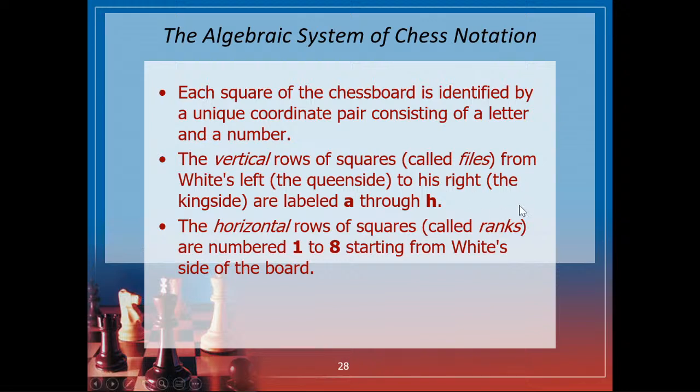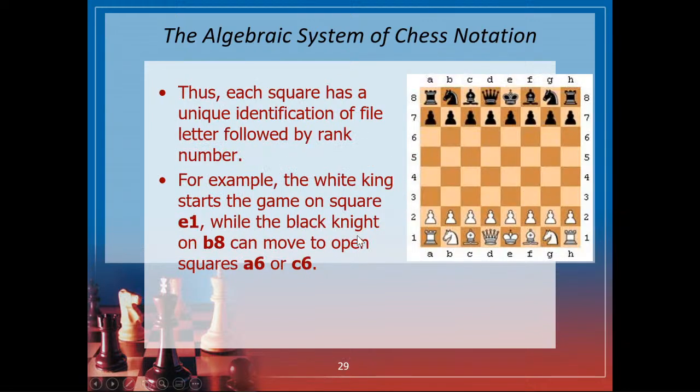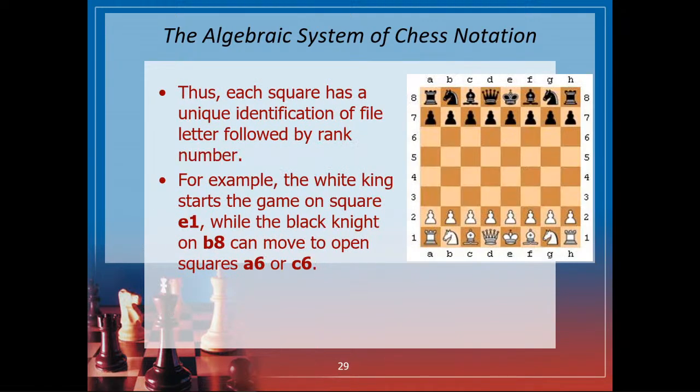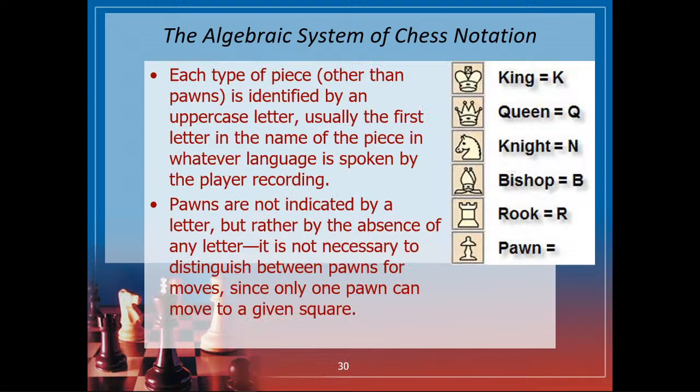But it's okay if you do that with someone that's not as hardcore tournament or whatever. You're just saying the letters or whatever. So basically here's our biggest thing to learn: each square has a unique identification of file letter followed by rank number. For example, the white knight starts the game on square E1, okay, while the black knight on B8 can move to open square A6 or C6.